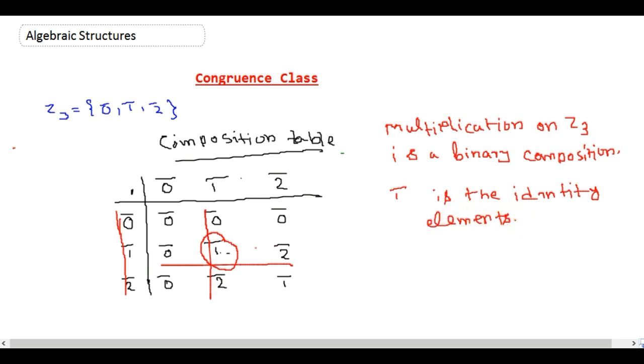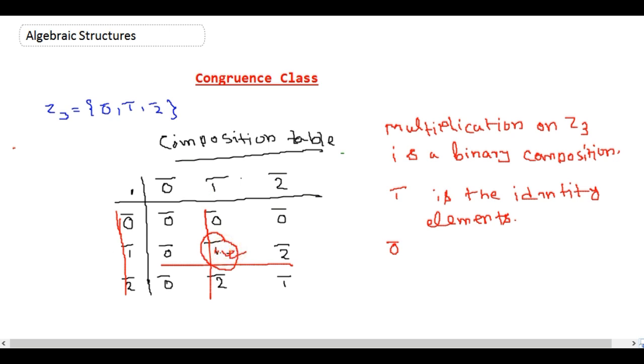Okay, next, each element has an inverse. So just find the identity elements over here. Which is the inverse of 0 bar? Can you find the inverse of 0 bar? From here, you can find that if I go in the upper direction, here we have the identity elements.